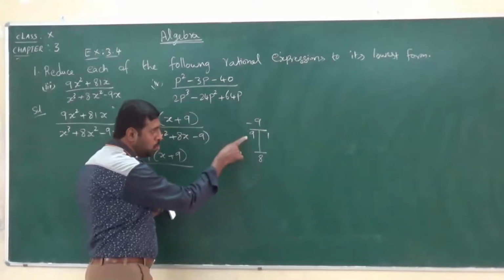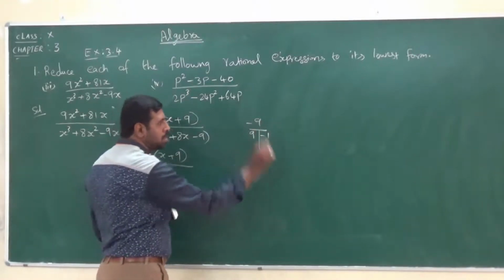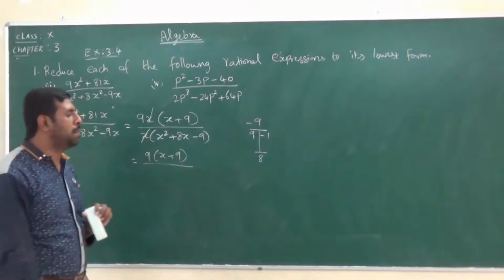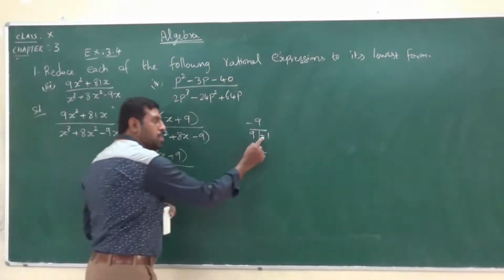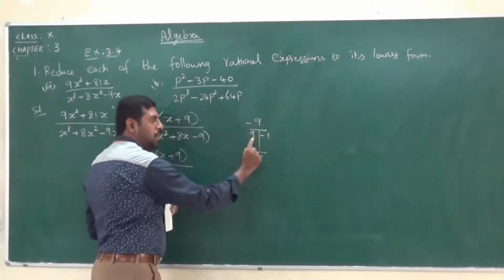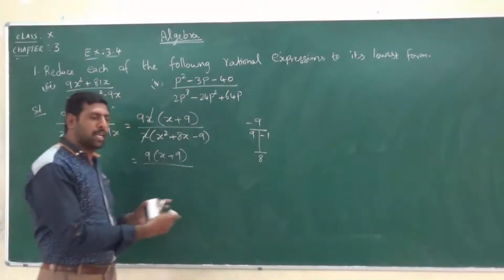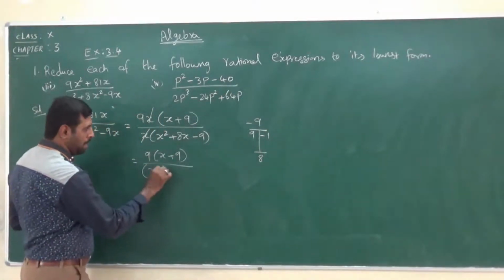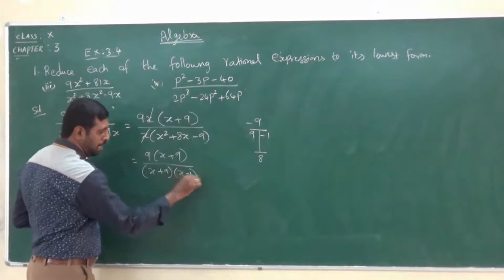Here we have a positive value, so put plus for the highest value and the minus symbol for the least value. Plus into minus is minus, 9 ones are 9. If we subtract this we get 8. Then the factors are x plus 9 and x minus 1.